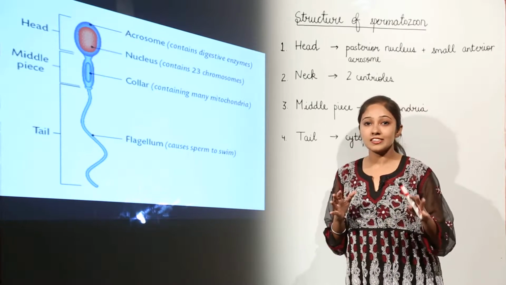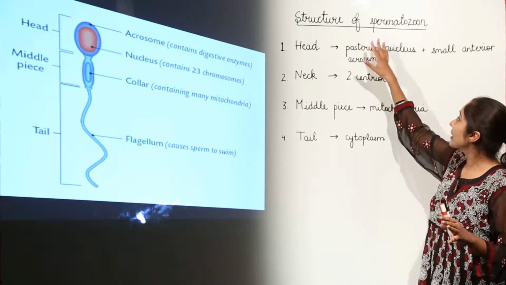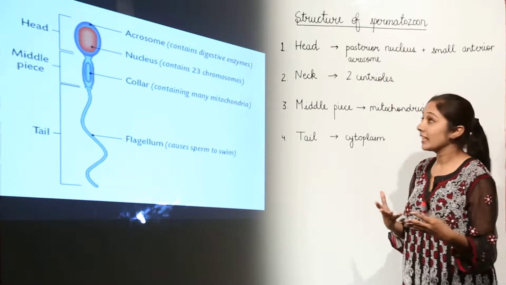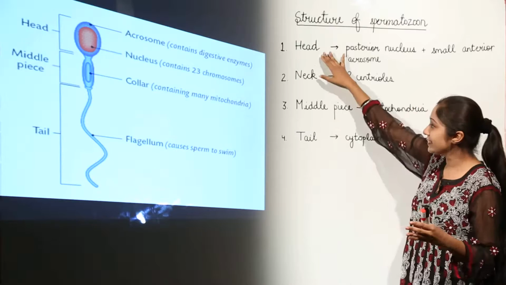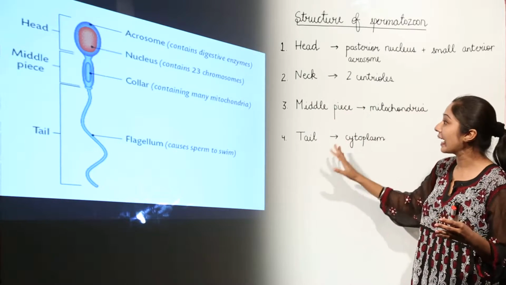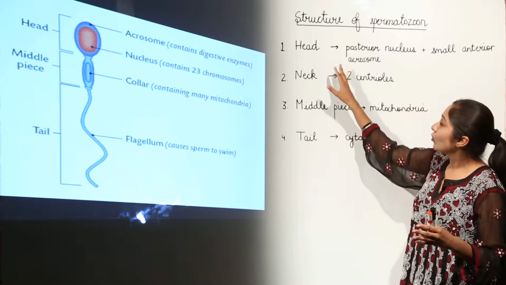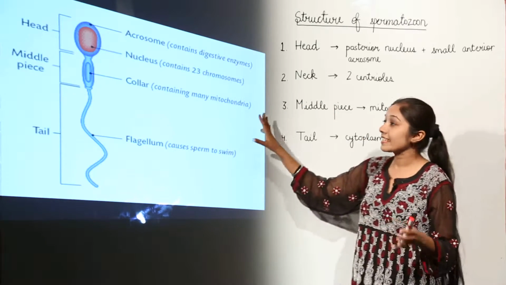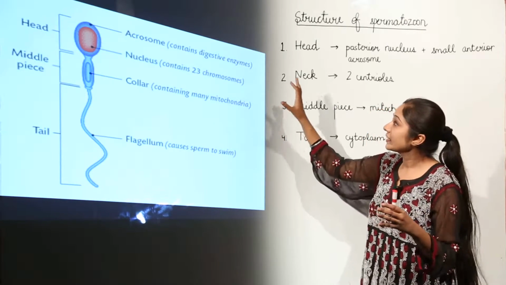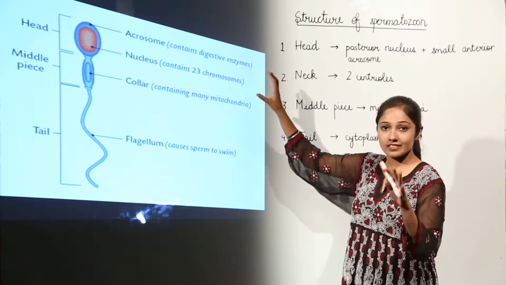Let us discuss the structure of a sperm, or you can say a spermatozoon. A spermatozoon is divided into 4 parts: head, neck, middle piece and tail. So we are going to discuss these parts one by one. As you see in the diagram, the first part is the head.